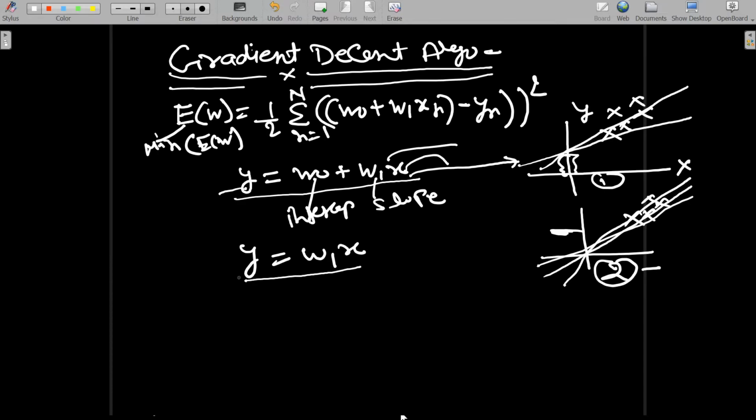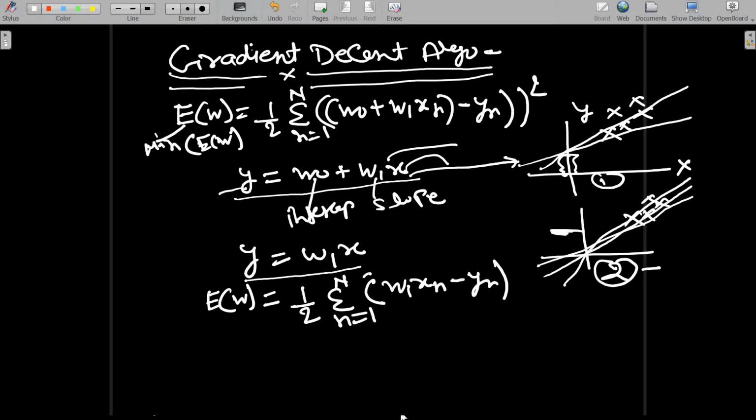What would be the error for this one? Similarly, it is half the summation from n equal to 1 to N, and in place of w0 you just put 0. So it is (w1 xn minus yn) whole square. When we have w0, which is the intercept, as 0, that means the line is passing through the origin, so we will have this error function.